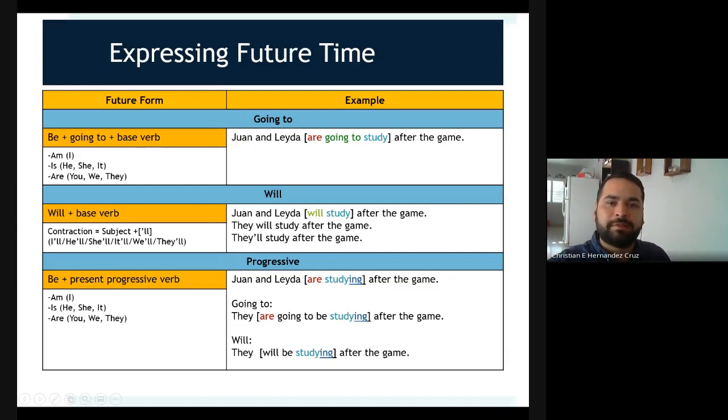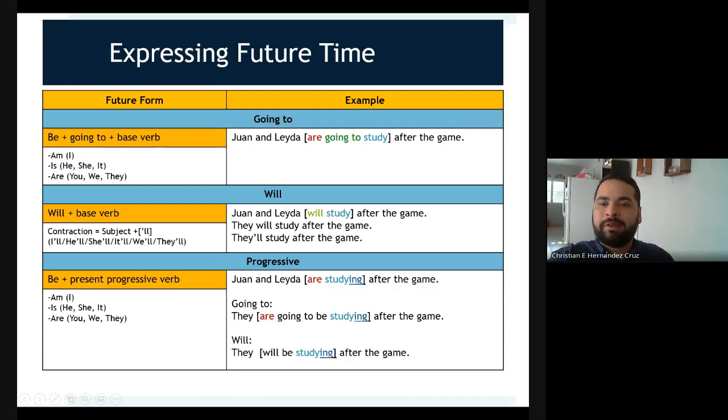So we have going to, let's continue with will. Let me set the time real quick. Okay. So will and a base verb. Will is really the simplest form of expressing the future time. So you can use contractions. I'm not going to discuss contractions yet because they're not going to be on the test. So in this case, all the contractions are, of course, will. I will, he will, she will, it will, we will, and they will. So it's I'll, he'll, she'll, it'll, we'll, and they'll. But ignore the contractions. That's not coming on the test.